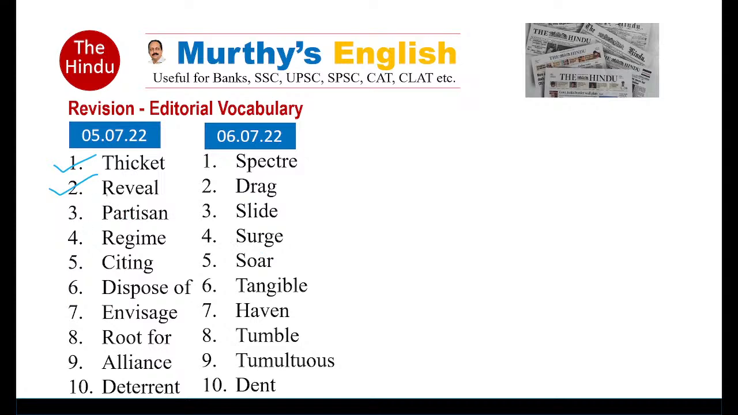Reveal, an easy one: disclose or make public. Reveal a secret. Partisan, two different meanings: prejudice, very good. Keyword, that's enough. You should be happy. Regime, don't write the complete meaning, the keyword is enough. Regime means government, that's it. Citing: cite something, refer, quote, very good.